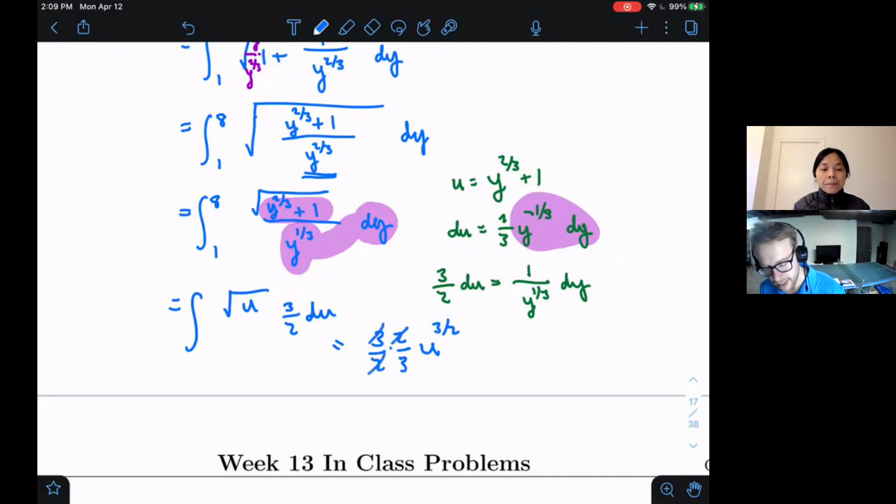And yeah, some things cancel. That's quite nice. And of course, you can always be paranoid, especially if this was a quiz or exam. Take the derivative of this, double check that you get back to where you started. Okay, so this is a good antiderivative.